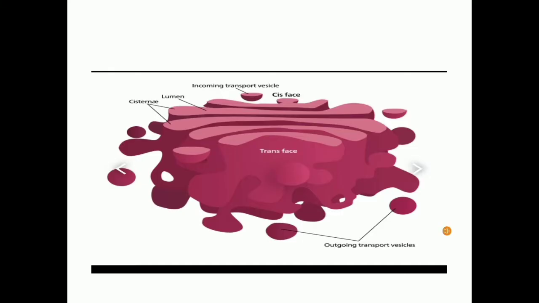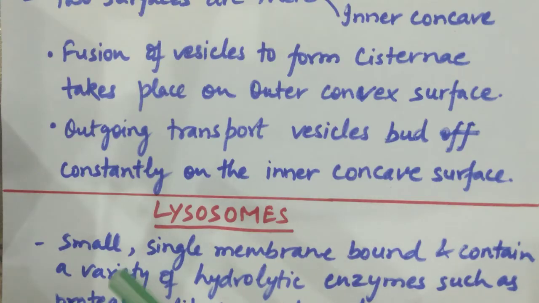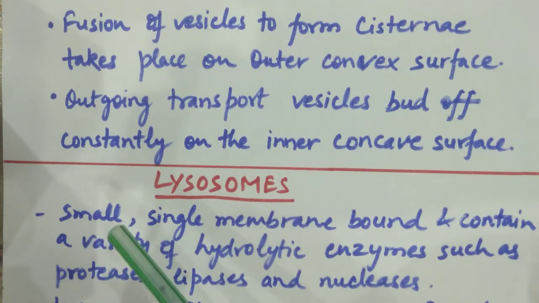Look at this diagram of the Golgi apparatus in which two phases are there. One is cis and another one is trans. On the cis side, the vesicles are going to form the cisternae, and on the trans side, the mature vesicles are going to be removed out from the Golgi apparatus. So that is all about the Golgi complex.